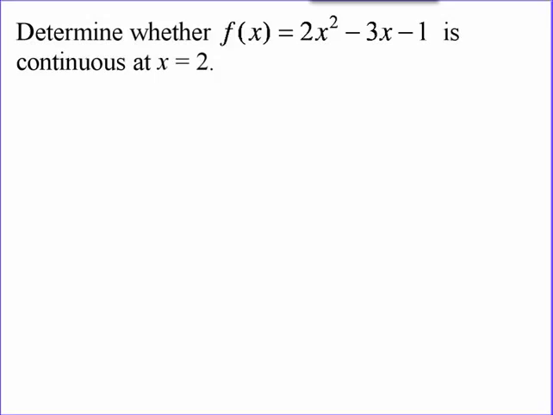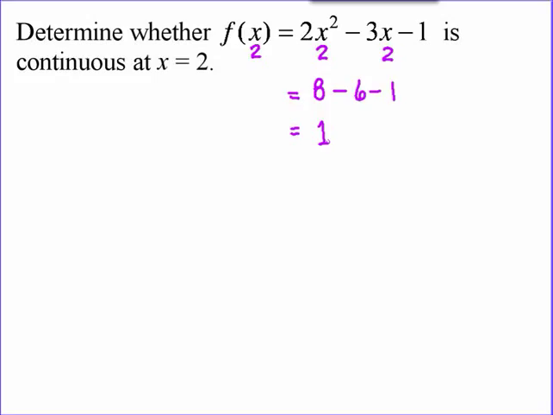The non-removable you couldn't. So if you look at this question here, it says determine whether f of x equals 2x squared minus 3x minus 1 is continuous at x equals 2. So the first thing you're going to do to determine if it's continuous is determine whether or not this function is even defined at 2. So to determine whether it's defined at 2, I'm going to plug 2 in here for x. 2 times 2 squared, which is 8, minus 1, which equals 1. So that in fact does check out.